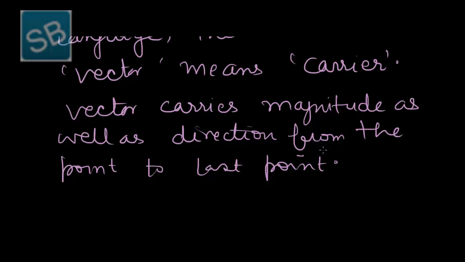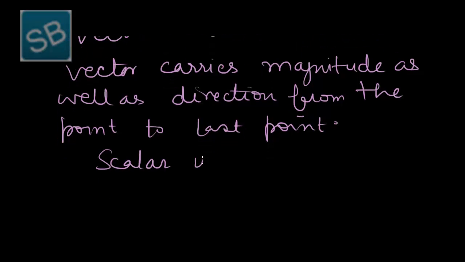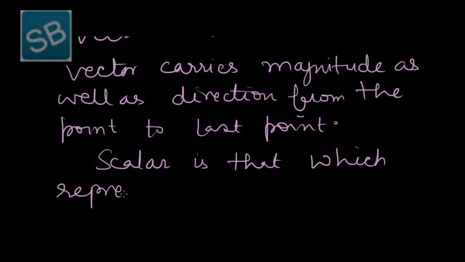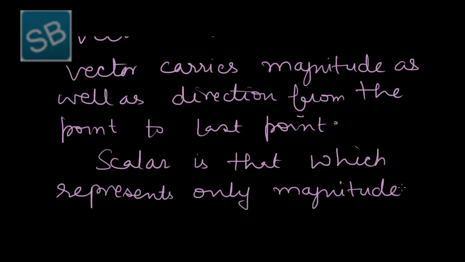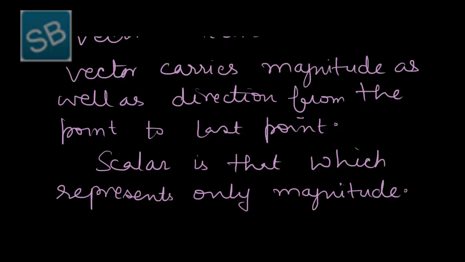And also we know about the scalar. What is meant by scalar? A scalar quantity is that which represents only magnitude. It does not give the direction. So this is the basic difference between a vector quantity and a scalar quantity.